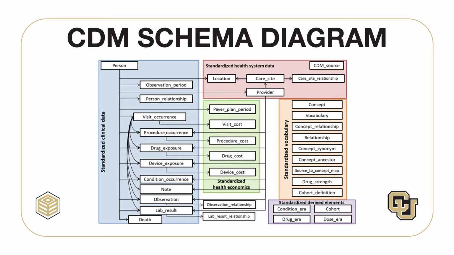This diagram from the OMOP website shows the OMOP 5.0 Common Data Model specification. The specification contains standard areas for clinical data, healthcare economics, healthcare system, vocabulary, and derived elements. This diagram shows the tables in the Common Data Model, although not organized in a traditional schema diagram.